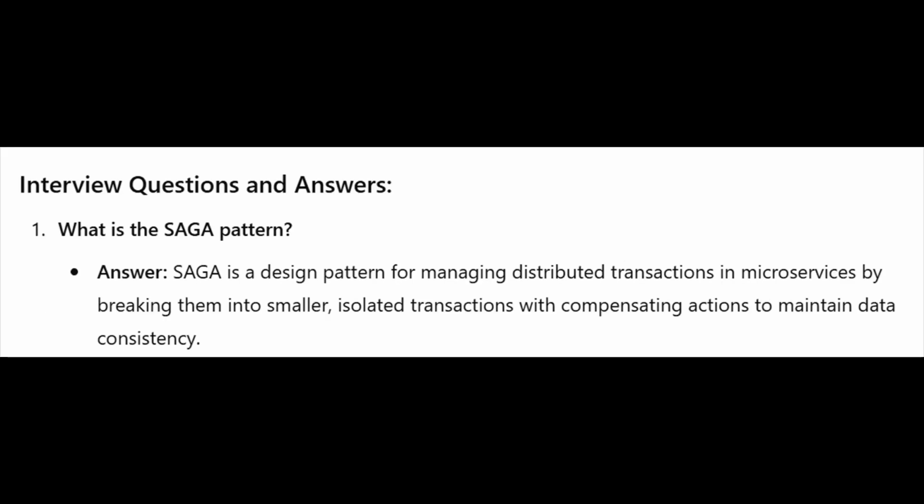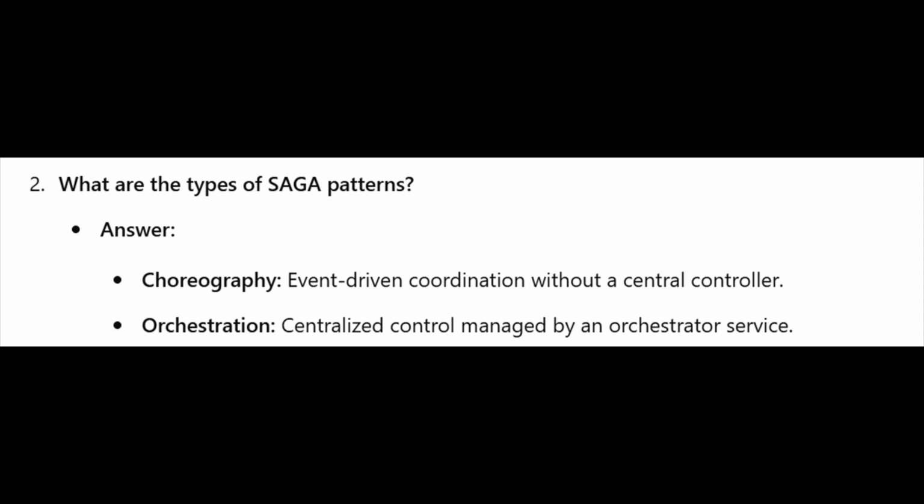Interview questions and answers. What is the SAGA pattern? Answer: SAGA is a design pattern for managing distributed transactions in microservices by breaking them into smaller, isolated transactions with compensating actions to maintain data consistency. What are the types of SAGA patterns? Answer: choreography, event-driven coordination without a central controller; orchestration, centralized control managed by an orchestrator service.